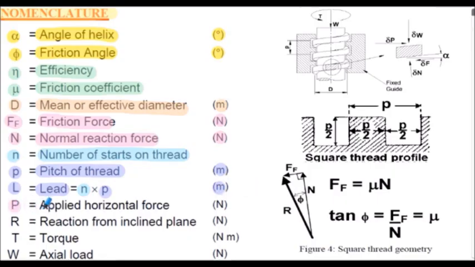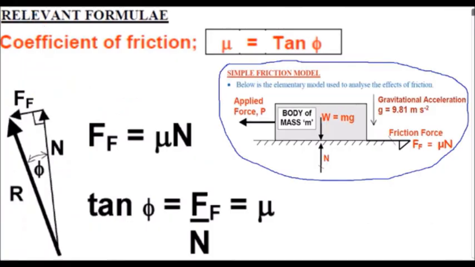Capital P is the applied horizontal force to the screw thread in newtons, and capital R is the reaction force from the inclined plane, that's in newtons. Capital T is the applied torque in newton meters, and capital W is the actual load that's being raised or lowered, that's in newtons. Here are some relevant formulae.